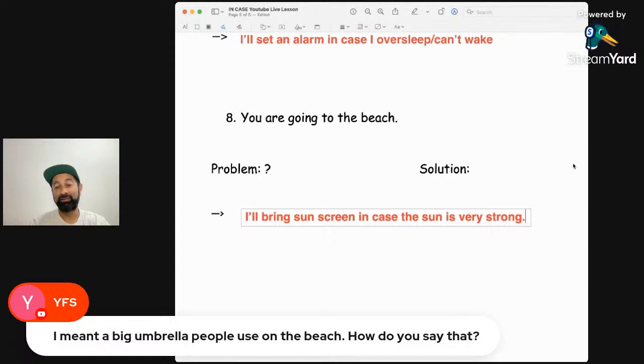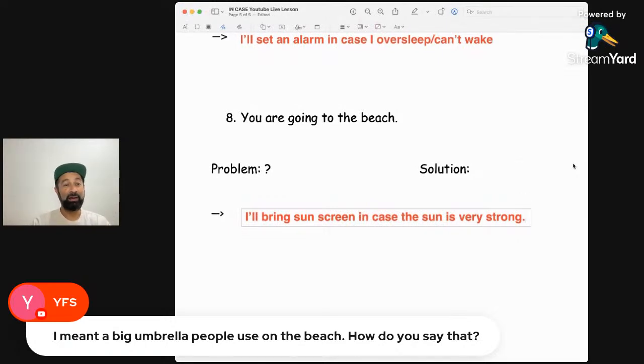So yeah, I'll bring sunscreen in case the sun is very strong. I'll bring sunscreen in case it's sunny. I'll bring aloe vera in case I get a sunburn. So now I'm preparing for the sunburn.